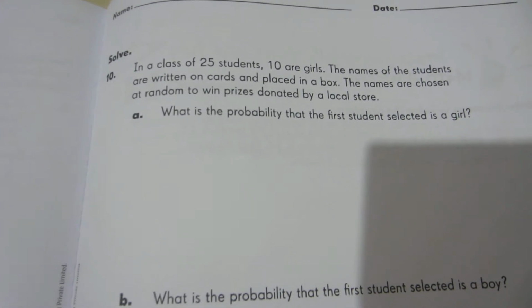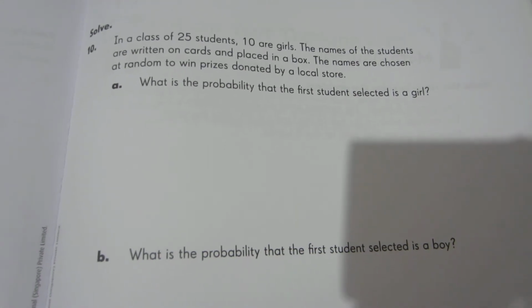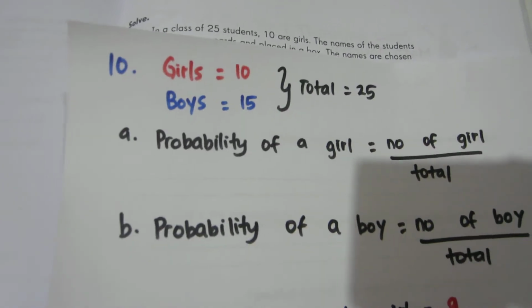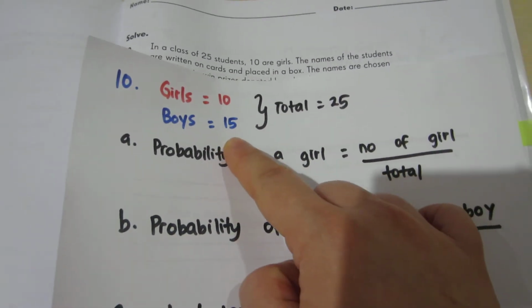Last, number 10. In a class of 25 students, 10 are girls, and then the names of the students are written on cards, placed in a box. The names are chosen at random to win a prize. So first we say the girls are 10, the total number is 25. Definitely the boys are 15.